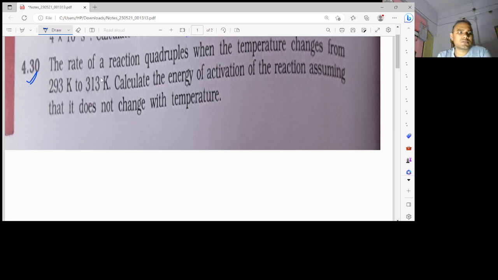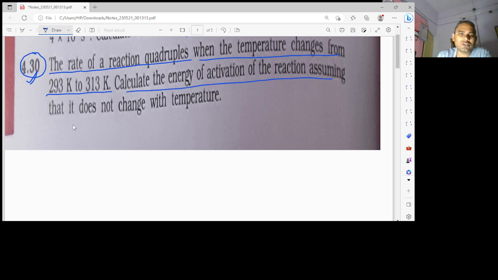Hello students, let's try to understand a quite good problem. What is this problem all about? Question number 4.30 of the NCERT book. They are saying the rate of reaction quadruples when the temperature changes from 293 Kelvin to 313 Kelvin. Calculate the activation energy of the reaction, assuming that it does not change with temperature.